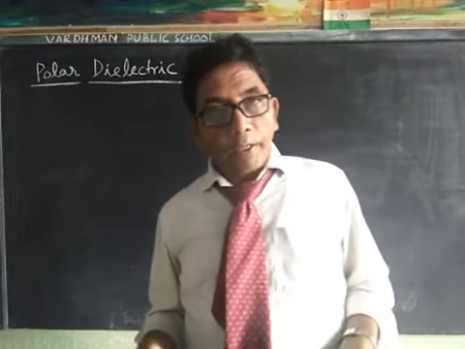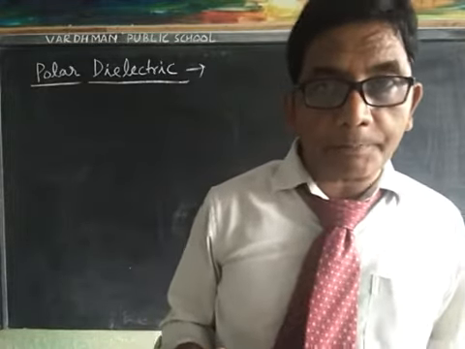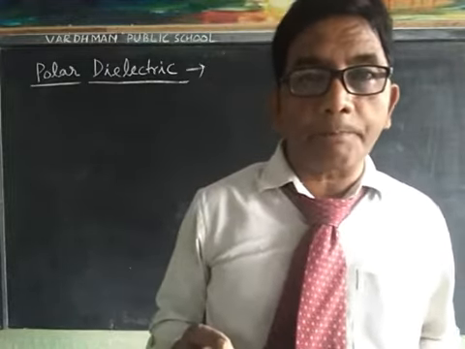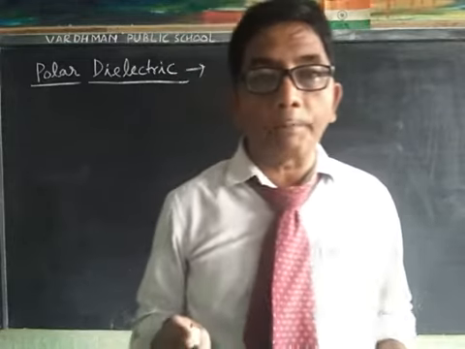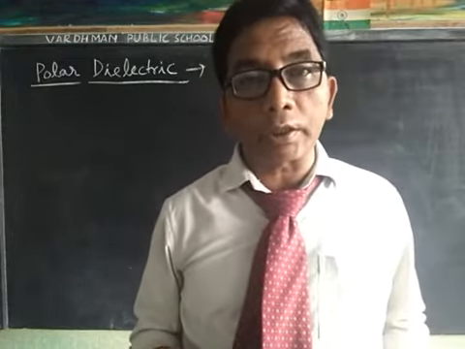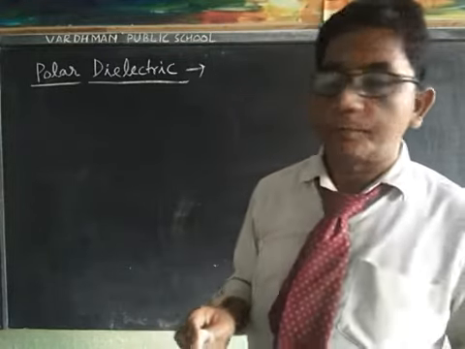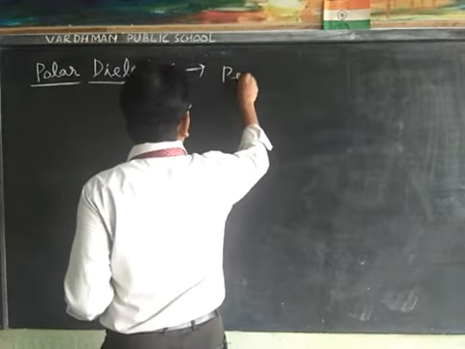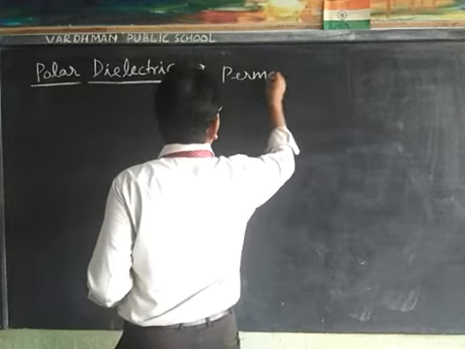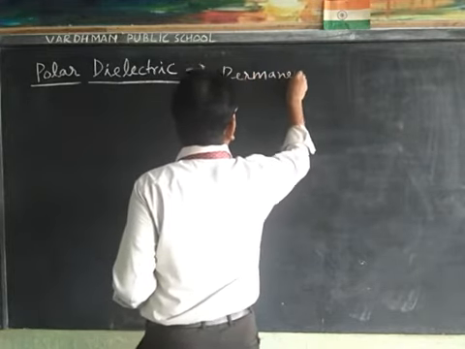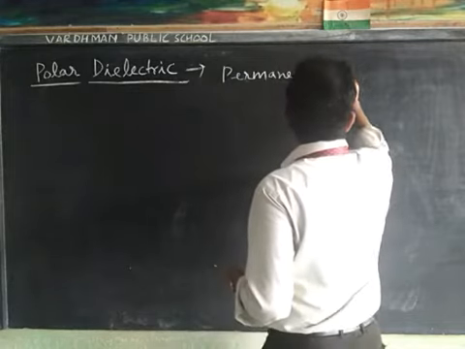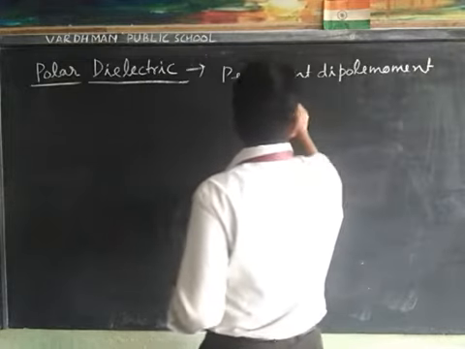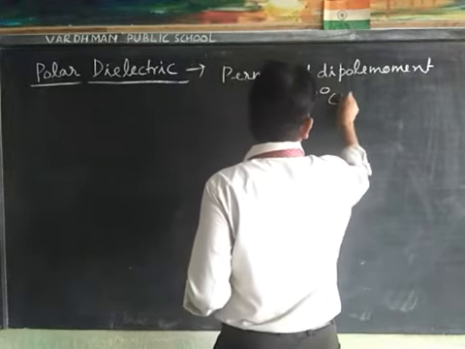Polar molecules are unsymmetrical in shape and they have a permanent dipole moment of the order of 10 power minus 30 coulomb meter.